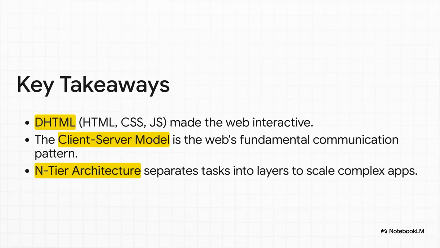So, let's do a quick recap of this whole journey. We started with DHTML. That's the team of HTML, CSS, and JavaScript that first made web pages interactive right on your machine. Then we saw how those clients talk to servers using the fundamental client-server model. And finally, we explored how that simple model has to evolve into N-tier architecture, which is what allows today's incredibly complex applications to scale and not fall over.